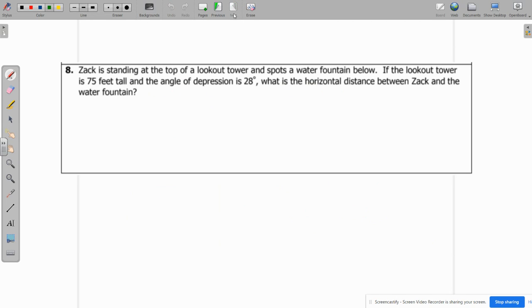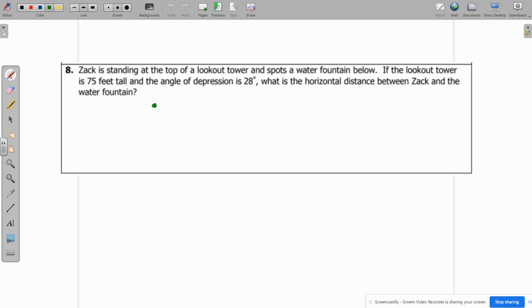We have one last problem to look at. Zach is standing at the top of a lookout tower and spots a water fountain below. If the lookout tower is 75 feet tall and the angle of depression is 28 degrees, what is the horizontal distance between Zach and the water fountain?